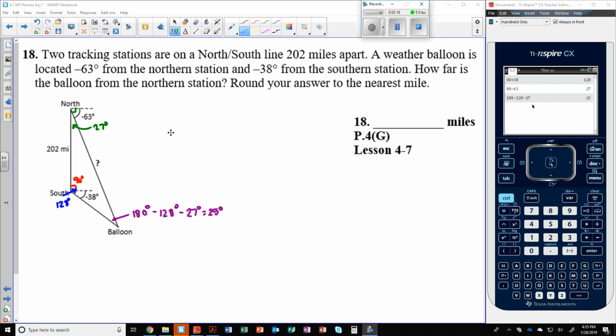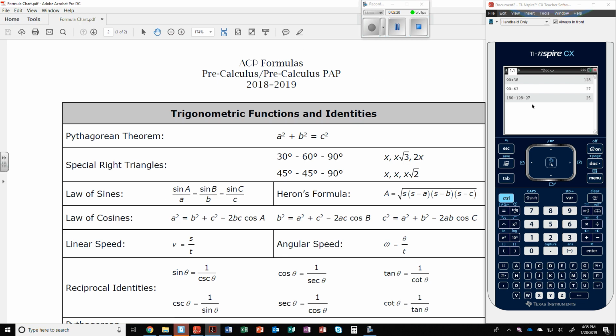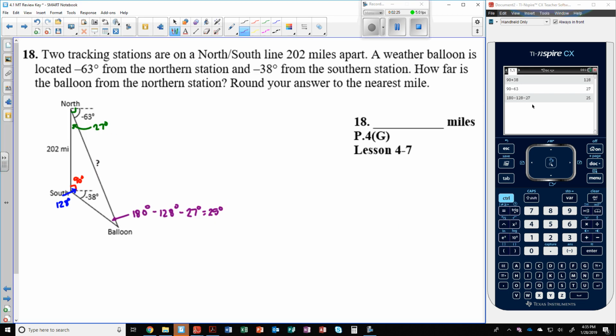Now that I know that, I can use my law of sines. Again, the law of sines, if you look on the formula chart, it's given right here: sine A over a is equal to any other side length or any other set. And so I would say that sine of 25 degrees over 202 equals sine, since I'm looking for this side, I need the angle across from it, which is 128 degrees, over our question mark. I'll just give it a letter here. We'll call it A, or we usually use X. Let's just use X.